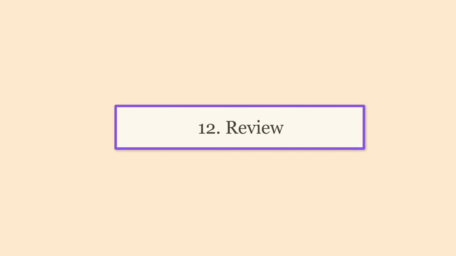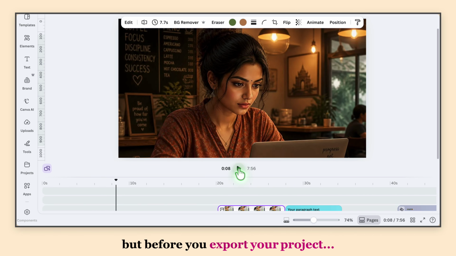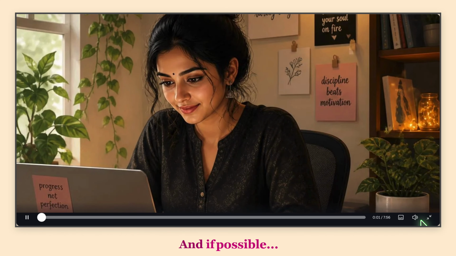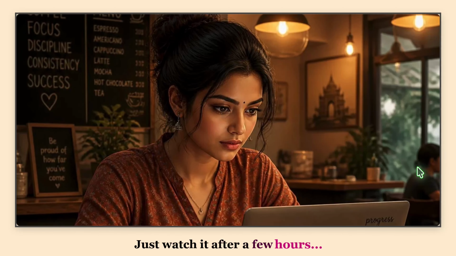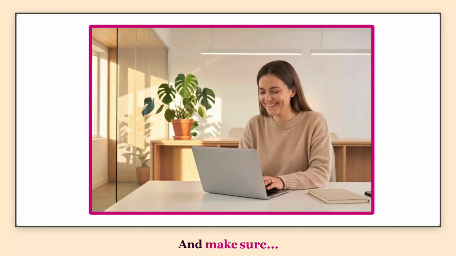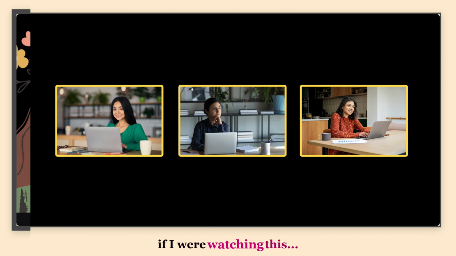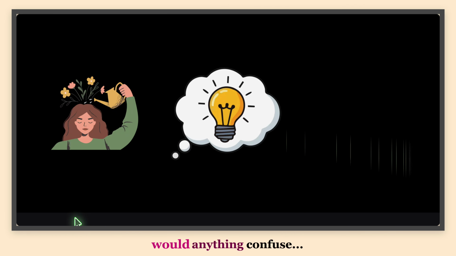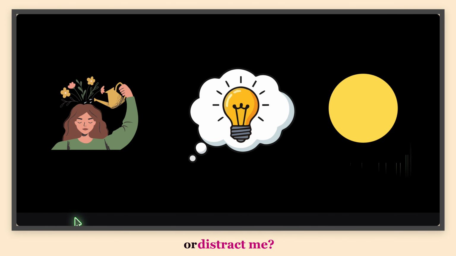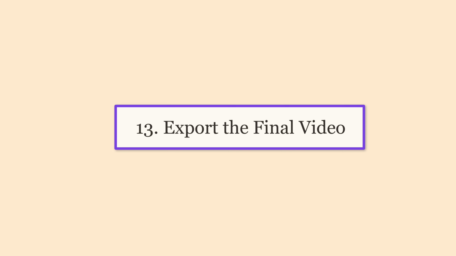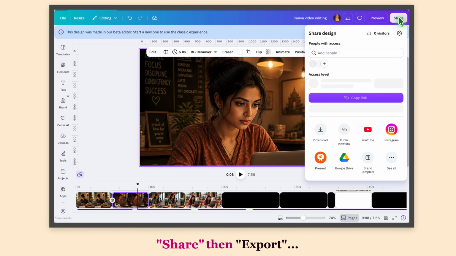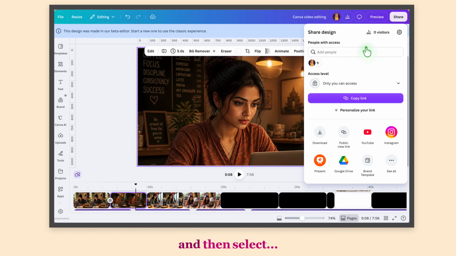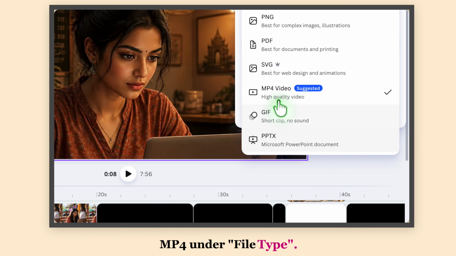Now we are almost done, but before you export your project, just watch your video one last time. And if possible, don't watch it immediately. Just watch it after a few hours or the next day. And make sure you watch it like a viewer. And ask yourself, if I were watching this for the first time, would anything confuse or distract me? And once everything looks good, just click Share, then Export, and then select MP4 under File Type.